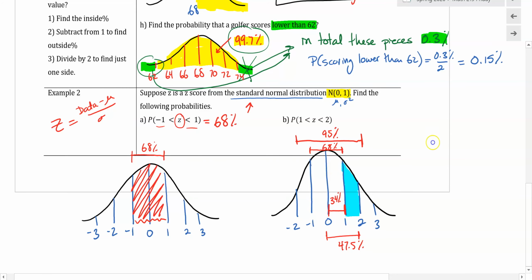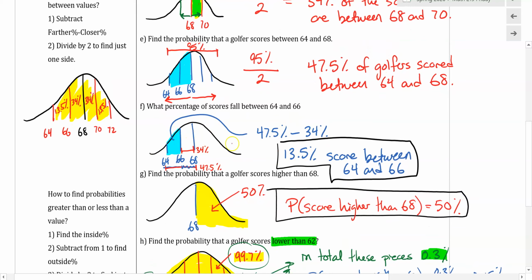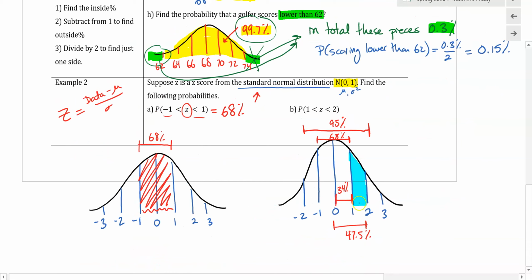So this is exactly like what we did in one of these examples here. If I want to know the area under this portion of the curve, or what's the probability of landing in this blue region from a z-score between 1 and 2, I know that this little gap here can be found by taking 47.5%, that's this whole distance, and then subtract out the part you don't want, minus the 34%. And so we're left with, we said that was 13.5%. That's the probability of getting a z-score between 1 and 2.